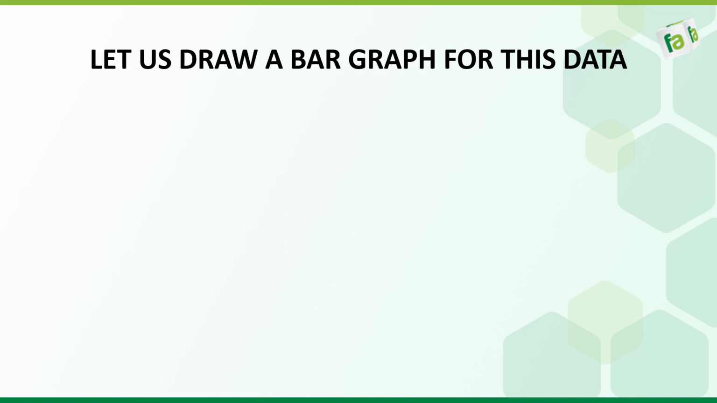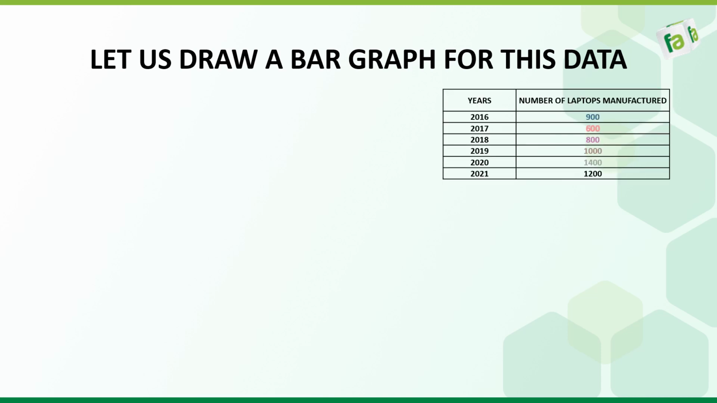Now, let us draw a bar graph. The following table shows the number of laptops manufactured in a factory during the years 2016 to 2021. Illustrate this data using a bar graph and choose a scale of your choice. Now, you have the data. Pause the video, observe the data carefully and draw the graph on your own.